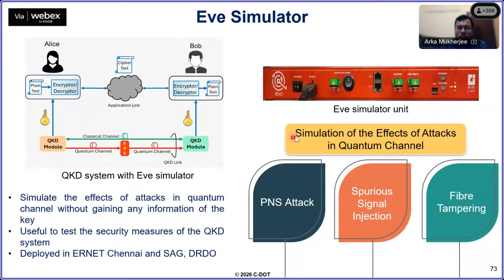So this solution is very useful for demonstrating the quantumness of any quantum key distribution system, whether it is actually a quantum system or not. You can verify using this system, and this is also helpful for education purposes. We have also deployed it in RailTel Chennai, and the Scientific Analysis Group of DRDO has also procured it through our ToT partner.